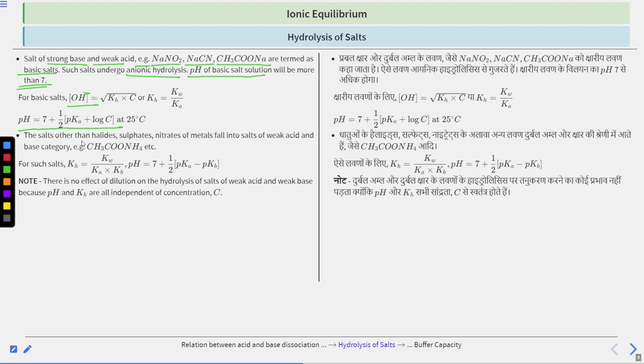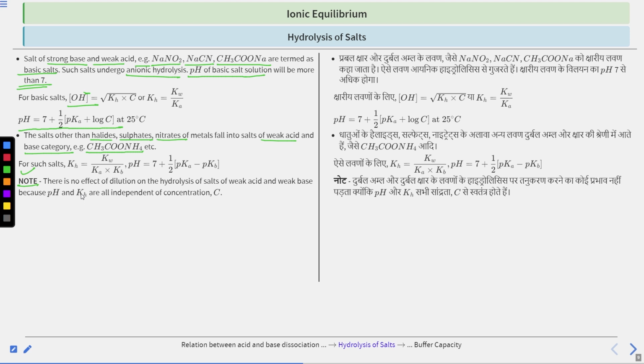The salts other than halides, sulfates, nitrates of metals fall into the salts of weak acid and weak base category, for example CH3COONH4, etc. For such salts, Kh is equal to Kw upon Ka times Kb, and pH is equal to 7 plus half of pKa minus pKb.